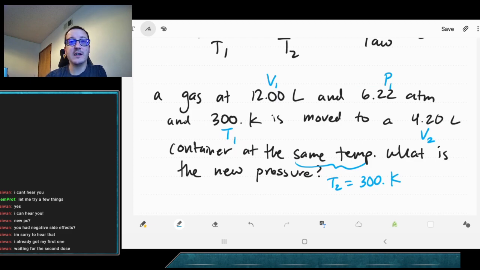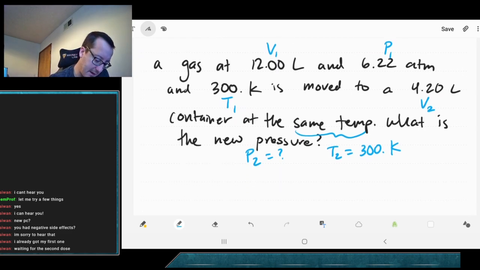All right, and of course the question is asking what's the new pressure, so we are solving for our pressure at time 2, or conditions 2, whatever. Of course, it doesn't matter. You could call the first set of conditions V2, P2, and T2. It doesn't matter. It's really arbitrary, so it'll work either way, but typically we start with the initial conditions as 1 and our new conditions as 2.